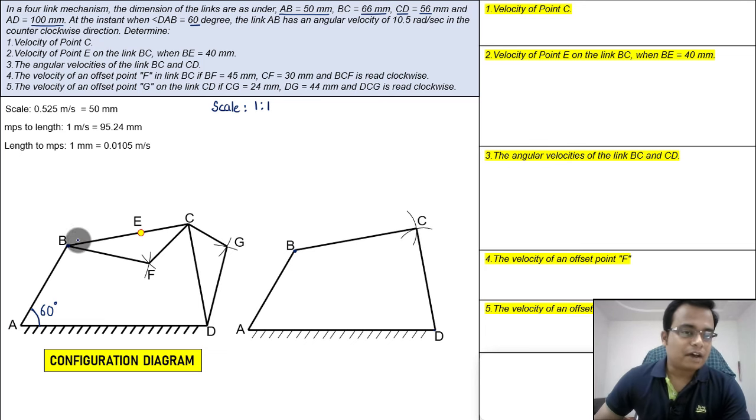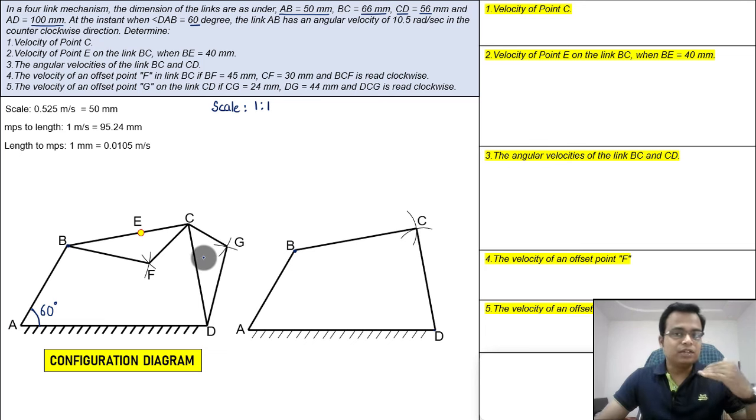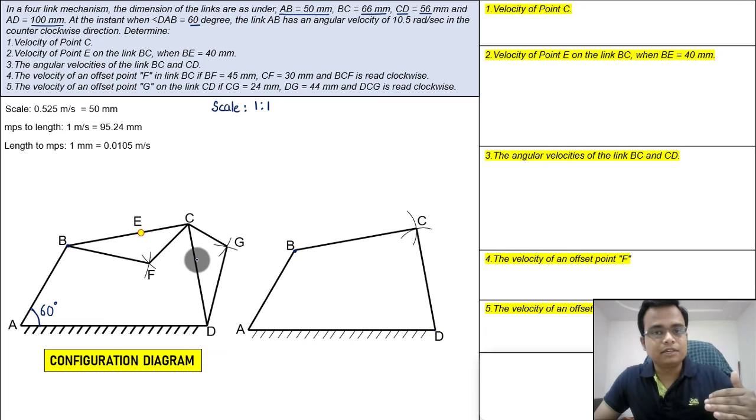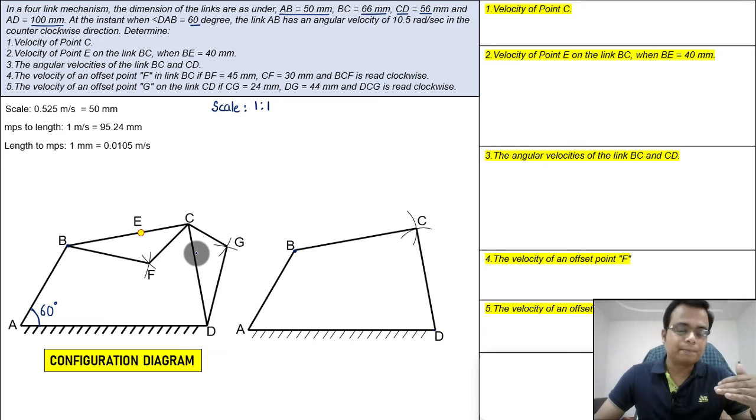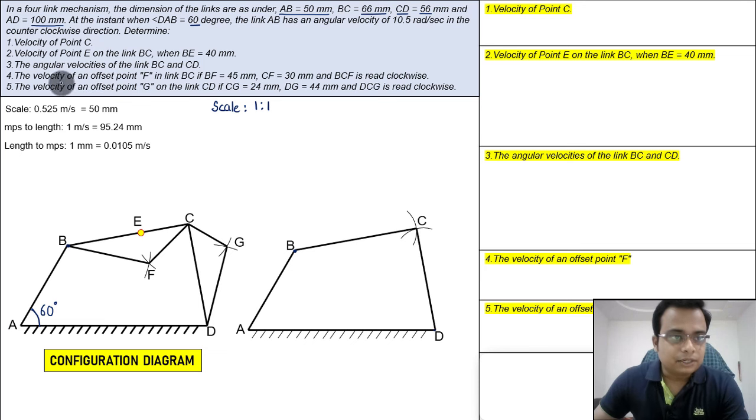Now we have a projected portion in link BC, and also in link CD, and we are going to make that also. Once we recreate the configuration diagram, it's going to be much easier for us to make the corresponding velocity diagram. So point F, let's read about point F.